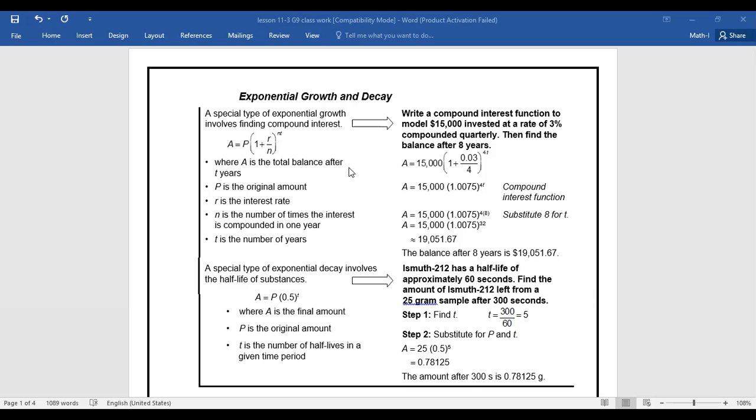We will substitute P and t. P, the starting amount, was 25, times 0.5, because it was already in the original formula, and t was 5. Then the amount after 300 seconds will be 0.78125 gram. This was our lesson today.